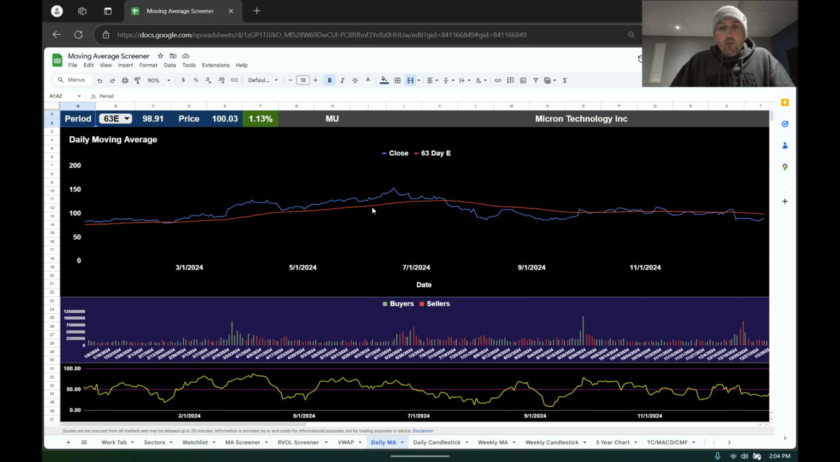We're going to look at the daily moving average. We're looking at the 63 exponential moving average. We are below that. Actually, no, we're above that. We went above that 1.13%, but we closed Friday below that. So that could be a bullish signal.